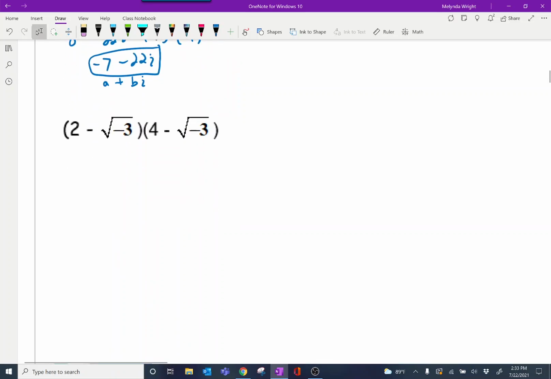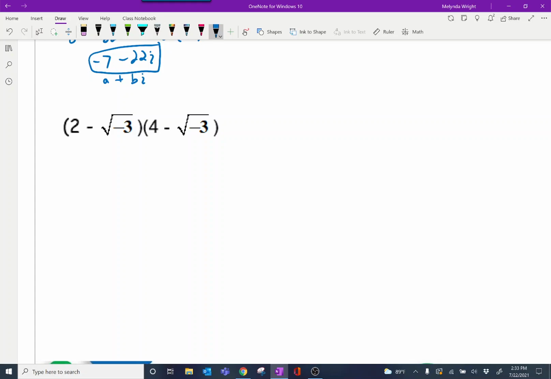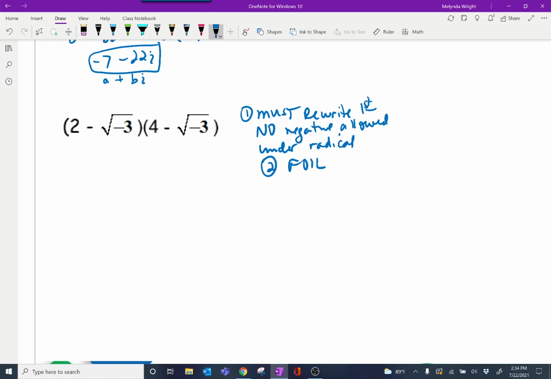The last one, now let's write ourselves some notes here. Really important: we must rewrite first. No negative allowed under the radical. Before we do anything else, we have to rewrite it first, because if we don't, then we're going to make mistakes. It's not going to turn out the way that it is supposed to turn out. So step 1, we rewrite, and then step 2, we're going to FOIL. Those are the steps that we're going to make.